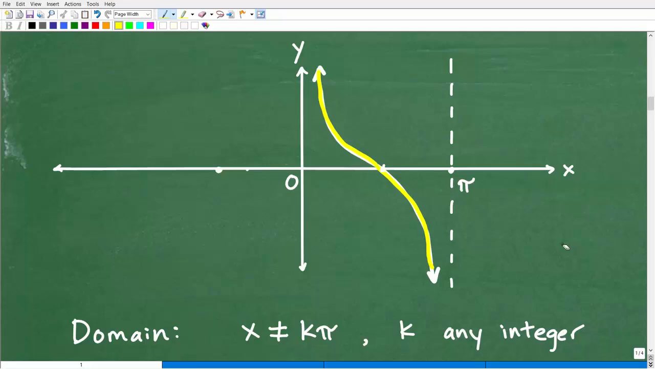Now I'm using this word here, and you can see like the width of the graph is between 0 and pi. But I have these little dotted lines here. And what do those dotted lines indicate?